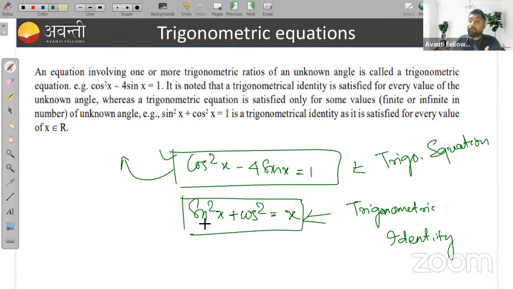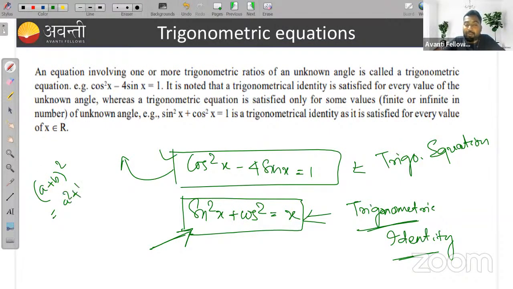When can we say it is an identity? For all real x, this identity is satisfied. For all real values of x, this identity is true. That's why it is called a trigonometric identity. You already studied identities in quadratic equations, and from childhood also. What is an algebraic identity? You know, (a plus b) square is equal to a square plus b square plus 2ab. So there are infinite solutions in the case of an identity, right?